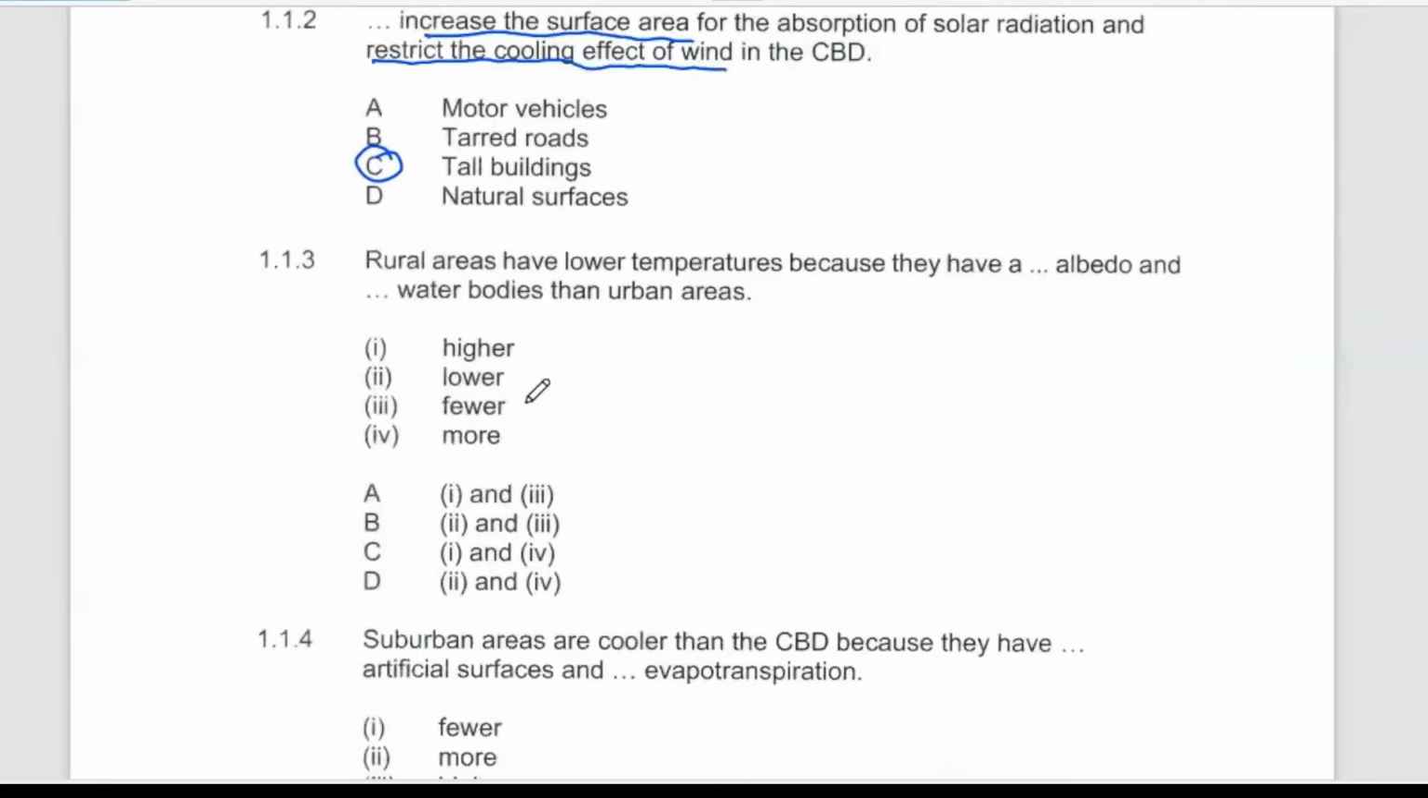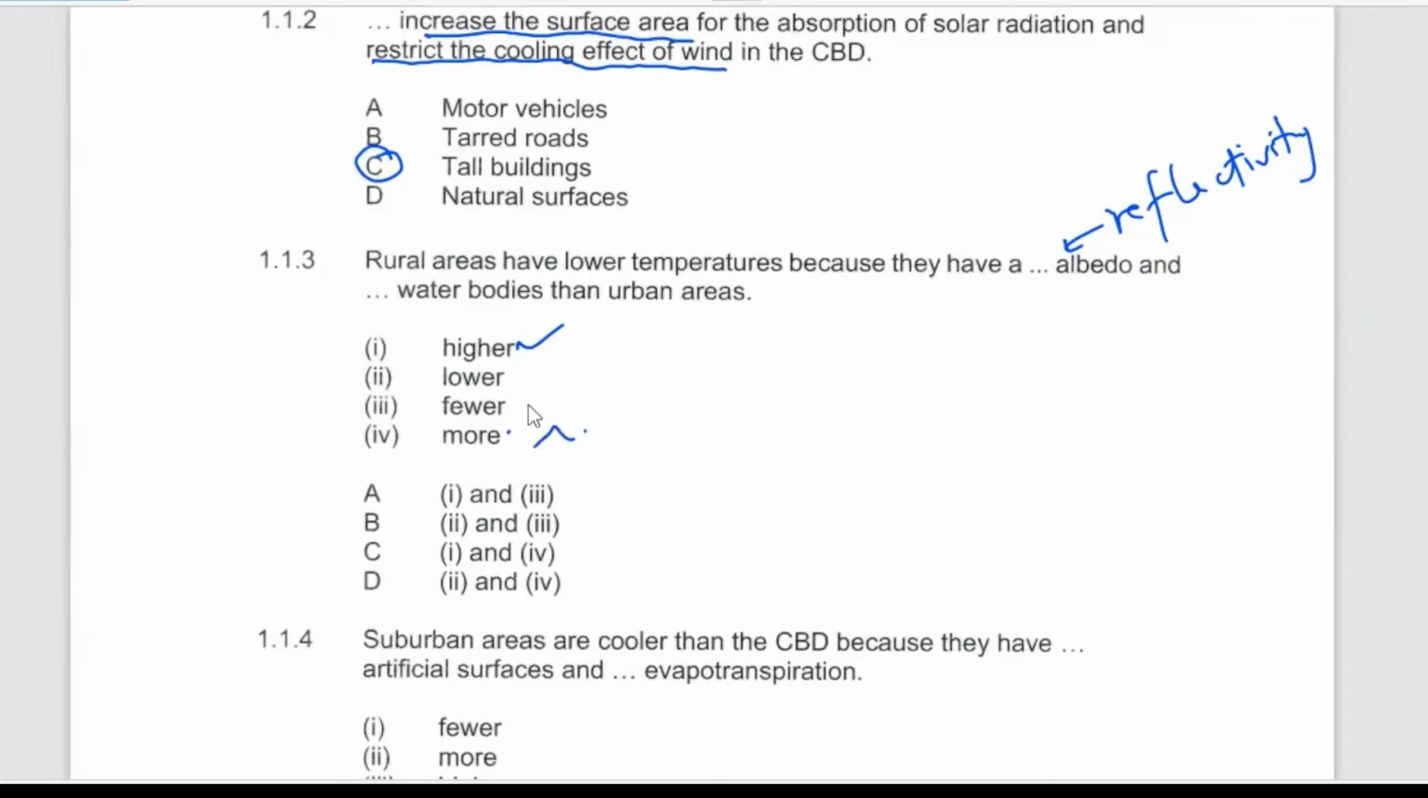Rural areas have lower temperatures because they have a dash albedo and also a dash water bodies than urban areas. What is it that we call albedo? We are looking at reflectivity. Albedo basically refers to the reflectivity effect. So rural areas have lower temperatures because they have what kind of albedo? We are saying the albedo in rural areas is higher, and dash water bodies than urban areas.